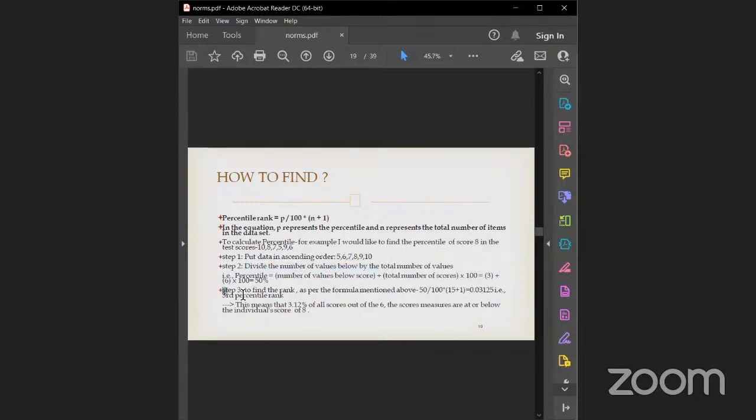Okay, so we got the 3rd percentile rank. So when we say 3rd percentile, it means that 3% of the population falls below the score 8. Right? 3% of the population is falling below the score of 8 out of the entire 6. So can we move on to the next one? Yes, okay, awesome.